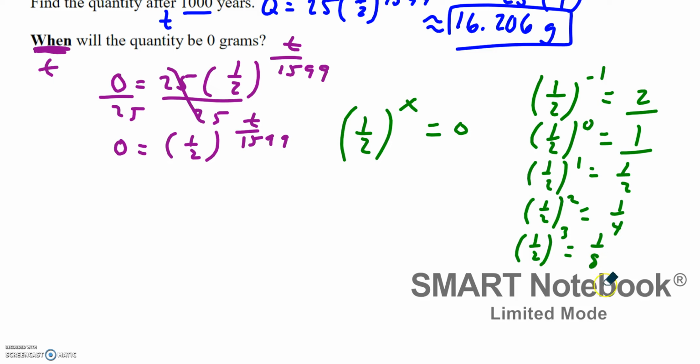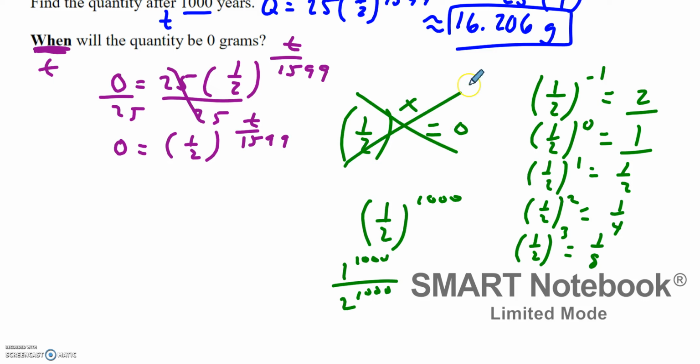So if I kept going and going and going, would I ever reach 0? Like if I did 1/2 to something large, 1,000, that would be 1 to the 1,000th power over 2 to the 1,000th power. That still does not equal 0. So can I raise a base to anything to get 0? No, I can't. So that means, when will the quantity be 0 grams? Never.